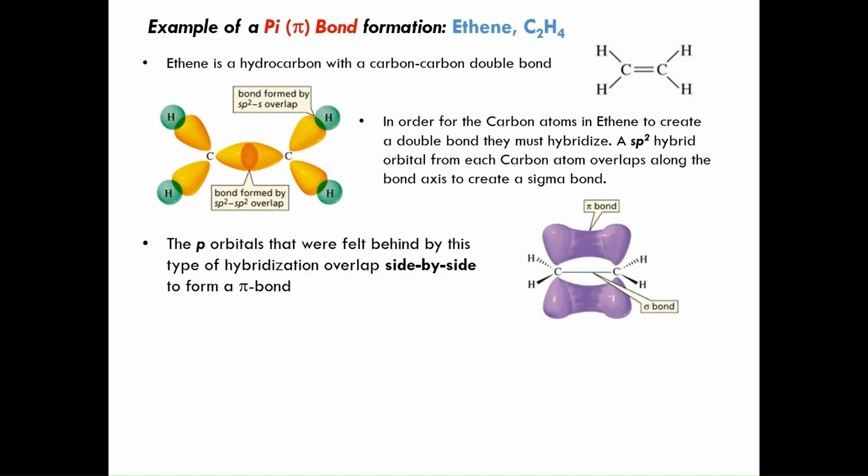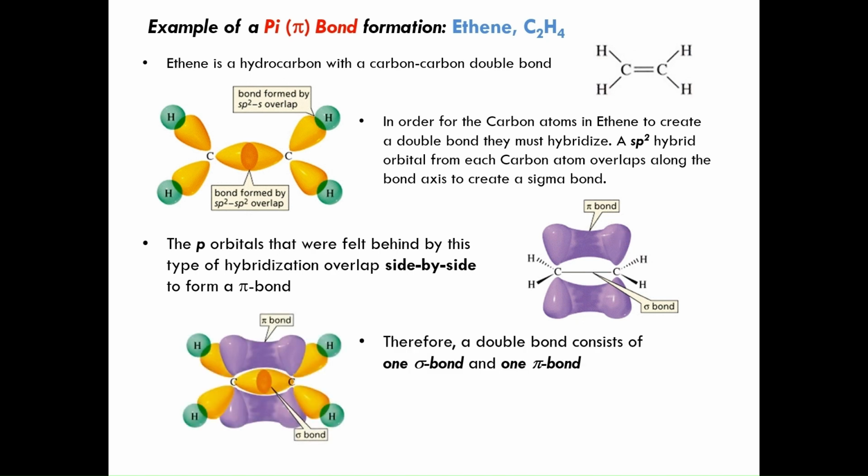The p orbitals that were left behind by this type of hybridization overlap side by side to form the pi bond between the 2 carbon atoms. And so this essentially accomplishes the second of the 2 bonds between the 2 carbon atoms. Therefore, a double bond consists of 1 sigma bond and 1 pi bond. The first of the 2 bonds is the sigma bond between the 2 carbon atoms, and the second of the 2 bonds is the pi bond.